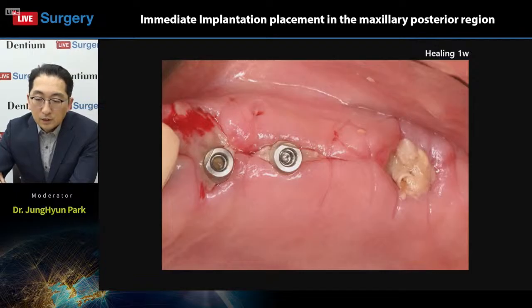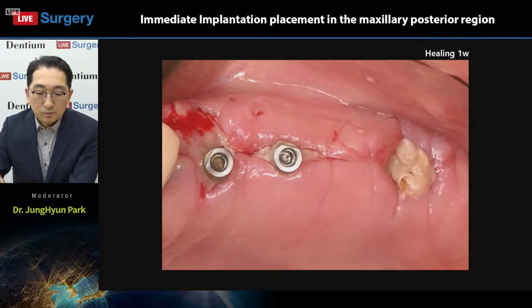This is the photo at the time of stitch out. Overall, the healing has progressed well, and the collagen graft is maintained well.